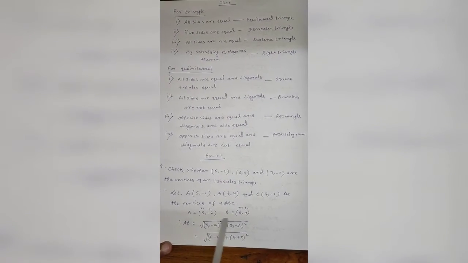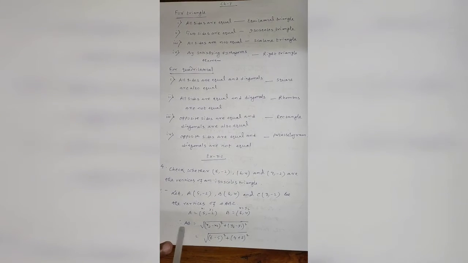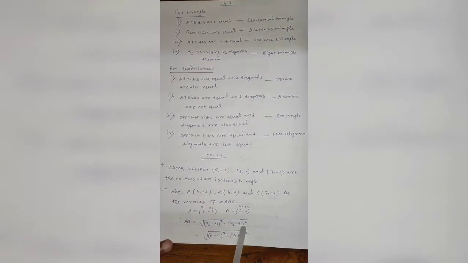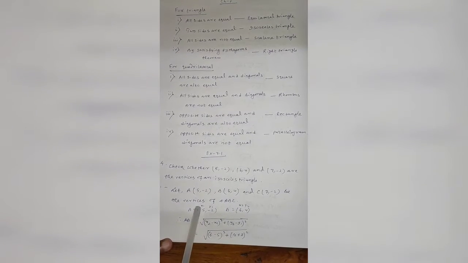They told us to check whether these 3 points are the vertices of an isosceles triangle. That means the answer is yes or no. Let A be the first point, B the second, C the third, the vertices of triangle ABC. Then first find the distance AB. Select A equal to (5, -2), B equal to (6, 4). Distance AB you can calculate as square root of (x2 minus x1) whole square plus (y2 minus y1) whole square. Mark the first point by x1, y1, and the second point by x2, y2.